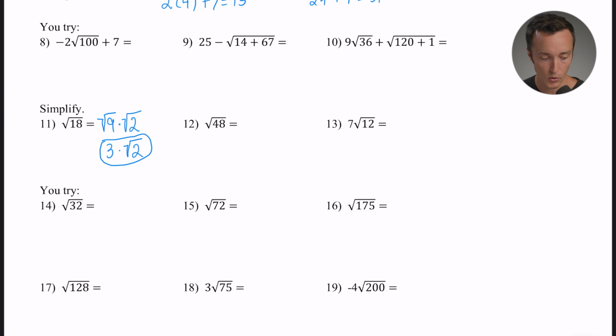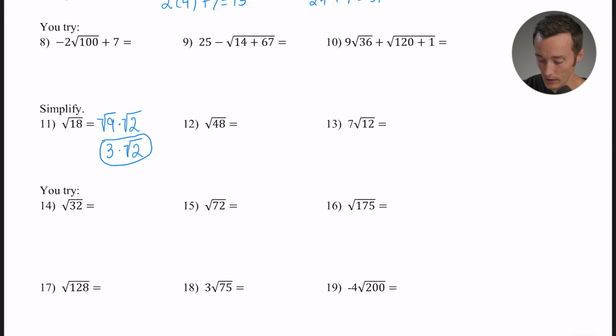Okay, let's take a look at number 12. There's lots of factors of 48. There's lots of factor pairs. We could do 1 and 48. You could do 2 and 24. You could also do 3 and 16. And when I'm going through those factor pairs, when I said 3 and 16, 16 kind of goes off in my mind because that's a perfect square.